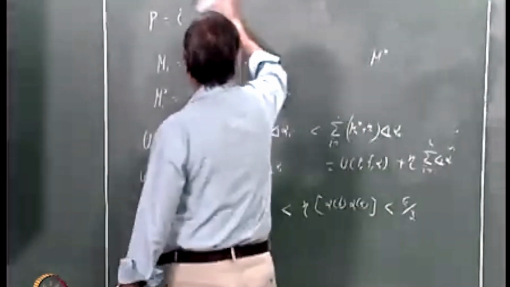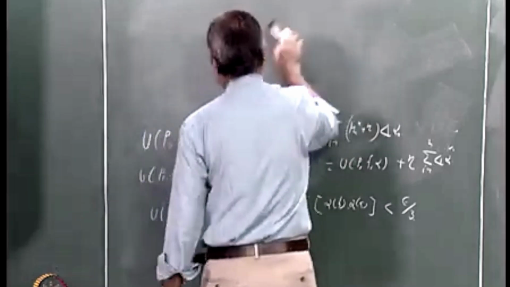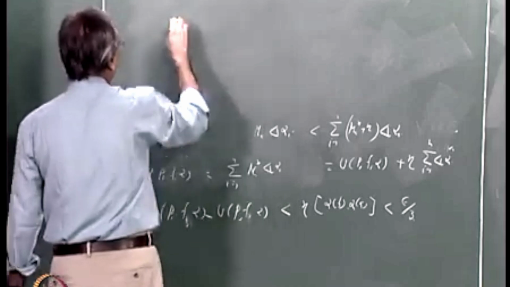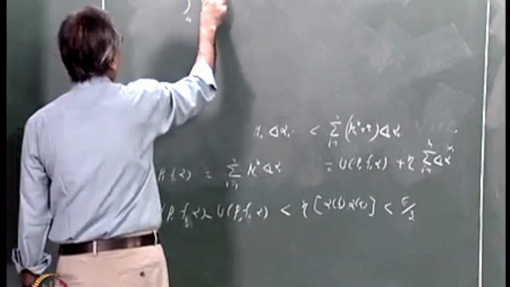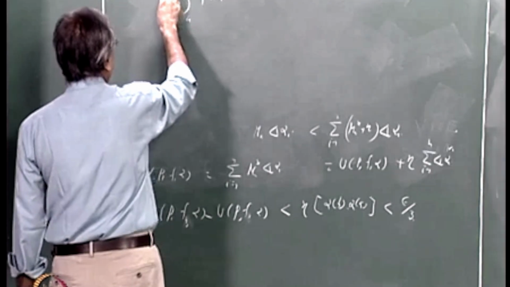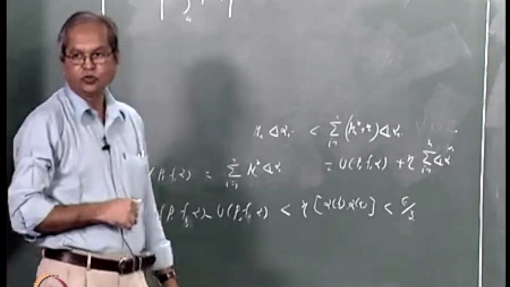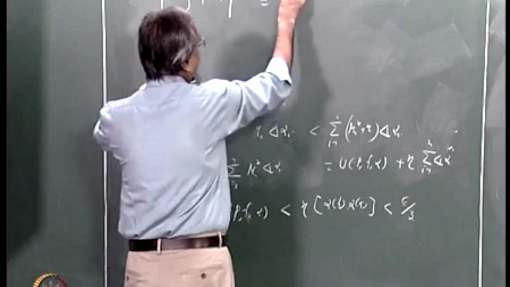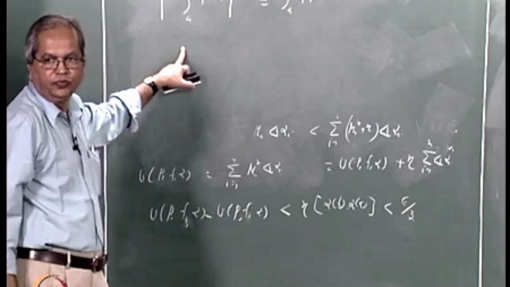Do you remember we have proved that if you look at any integral from a to b of f d alpha, if f is integrable, then |f| is also integrable, and the absolute value of the integral is less than or equal to the integral from a to b of |f| d alpha. This is what we have proved.